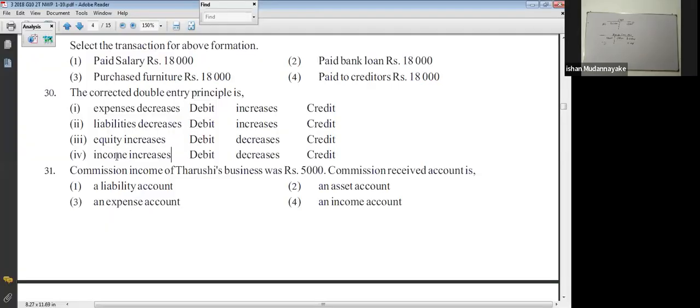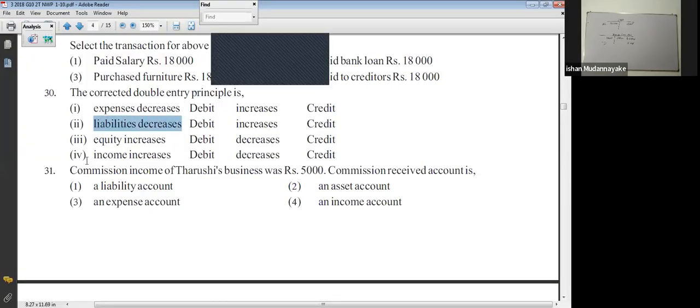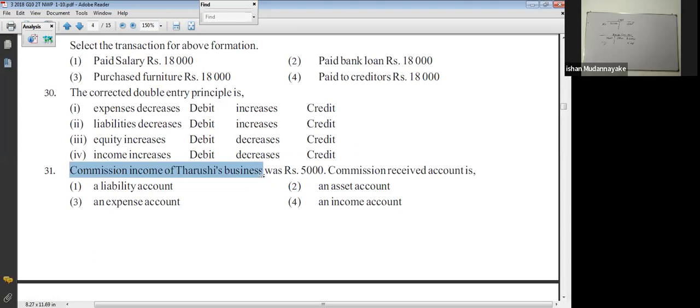Right. All right. Look at question number 31. Commission income of Tharusi's business was 5,000. Commission received account is... What is the answer for 31? Yes, correct. Munal, yes, correct. First answer and income account, both are answers. Yes, Jasidu, correct. Commission income is one of the income accounts of the business.